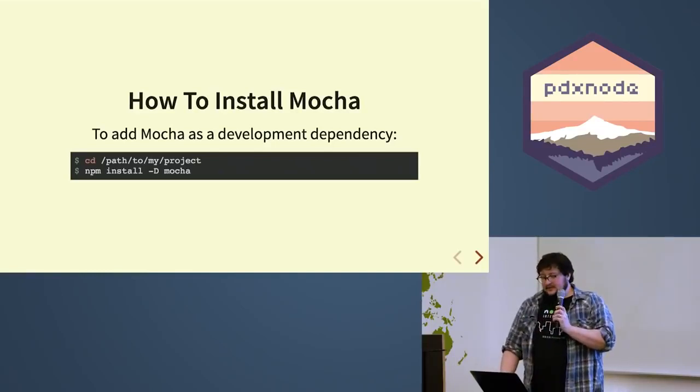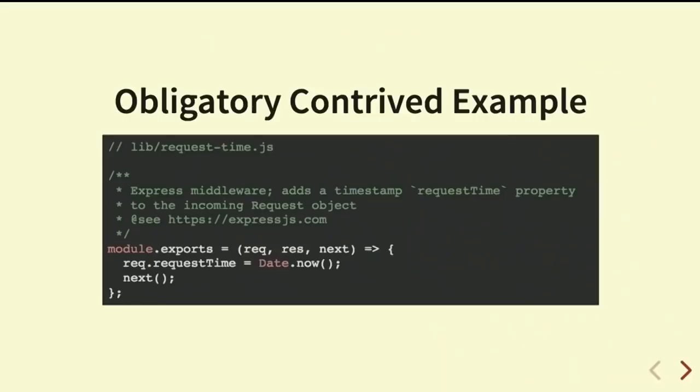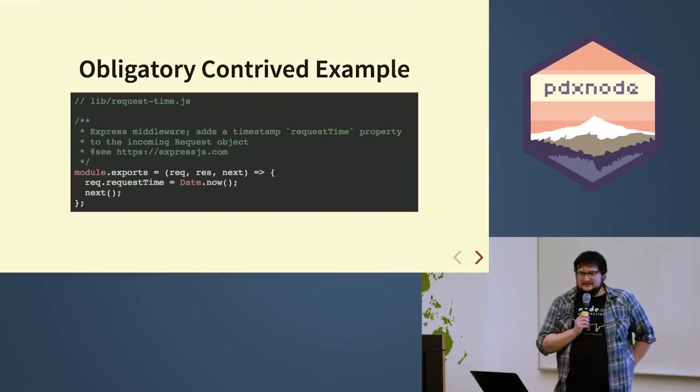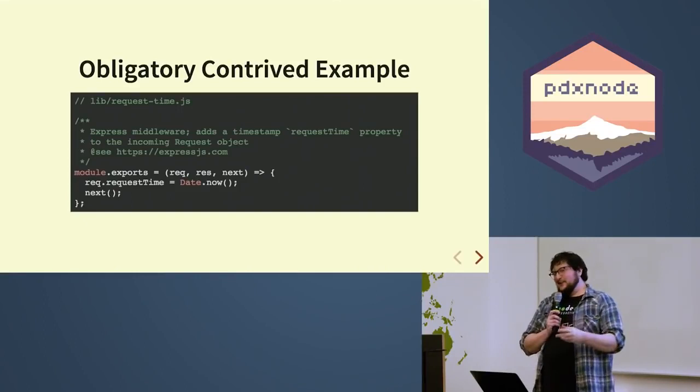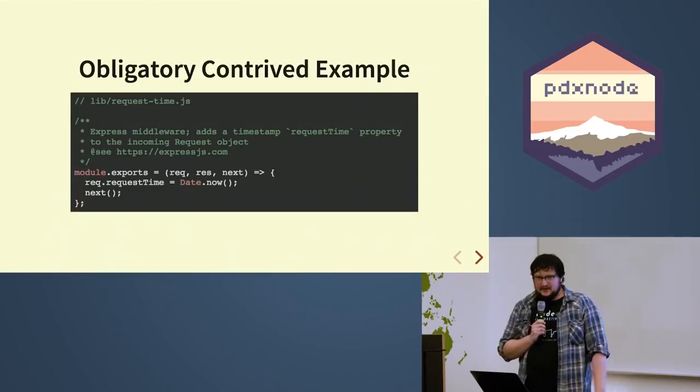So great. But if we're installing Mocha, that means we have something to test, and this is what we have to test. This is the obligatory contrived example, which is some Express middleware. I don't know what else to do. It's something that's kind of practical, but really simple. If you're unfamiliar with Express, it's the default web server framework for Node.js. It's what you're probably going to reach for. There are other ones, but most people just use Express, it seems.